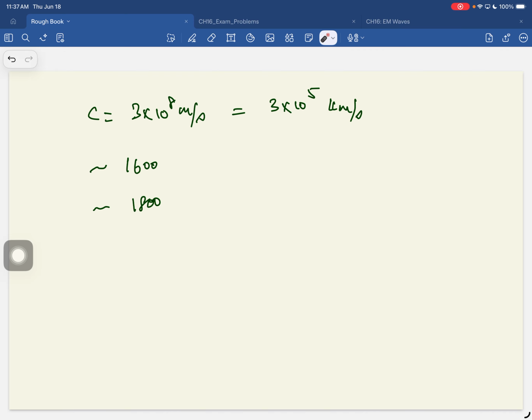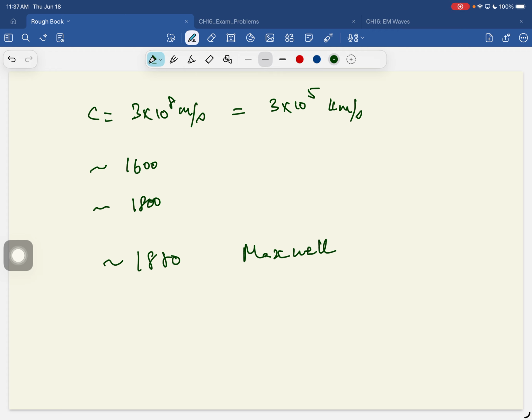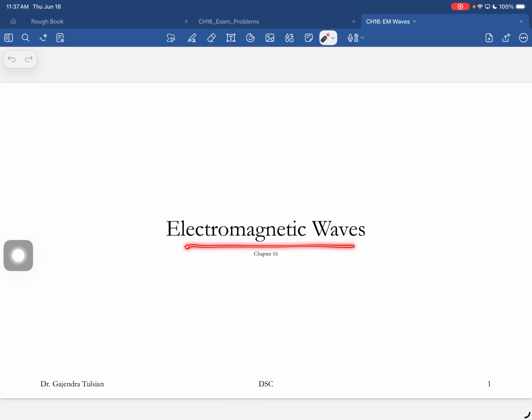Mr. Maxwell was the first one who realized that light is electromagnetic waves, and this happened around 1880 or something like that. Again, my dates might not be accurate. In this chapter, we'll learn how he discovered that. We will talk about electromagnetic waves, and like the name suggests, these waves are composed of both electric and magnetic fields.